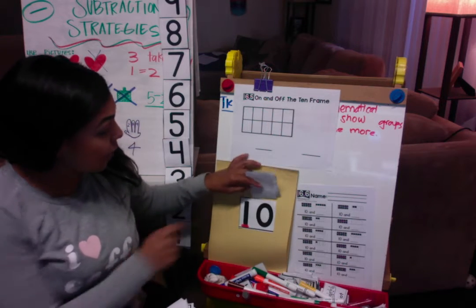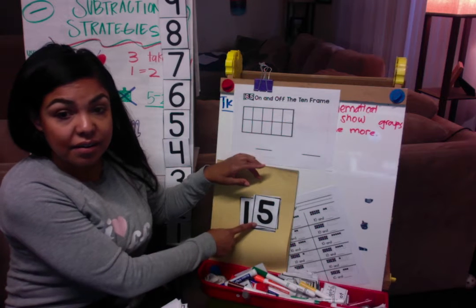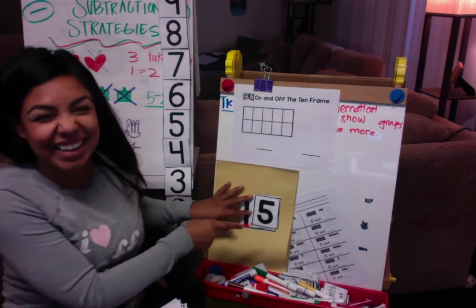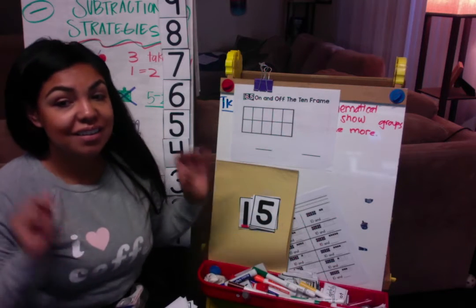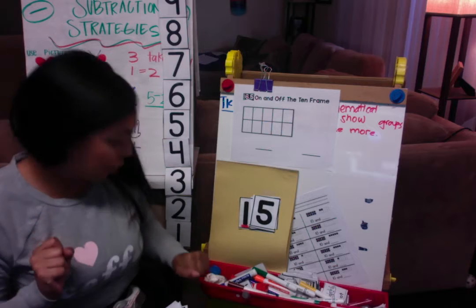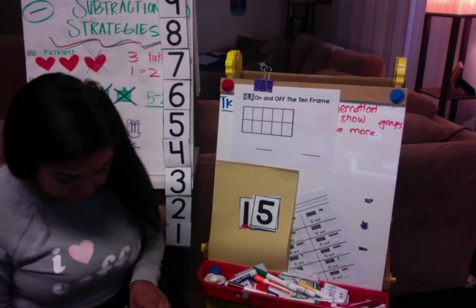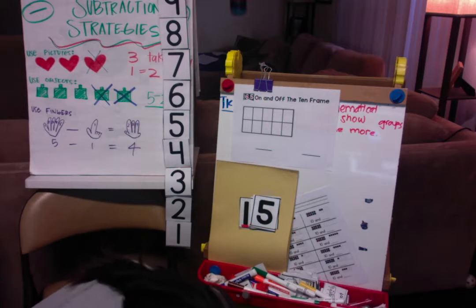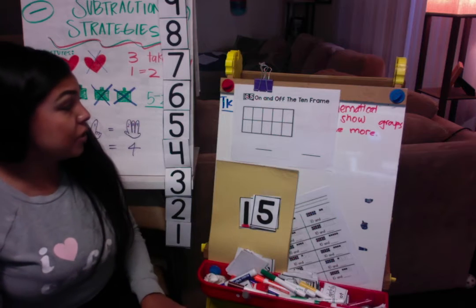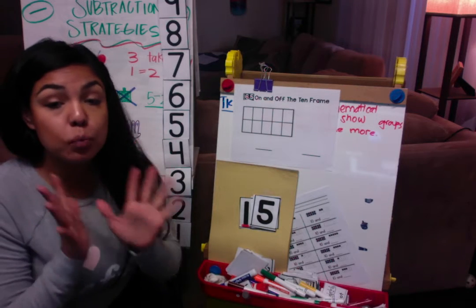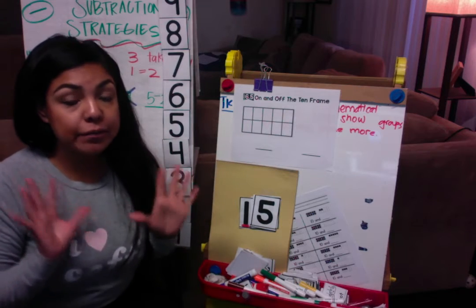Okay, so now we, 15. Yes. Very good, sweetheart. 10 and how many more? 5 more. Good. 10 and 5 make 15. Good job, Kaden. Very good. I'm very impressed. You know these numbers. Very, very good. Okay. So what we're going to do today is I want you guys to show me on this 10 frame how to make the number 15.